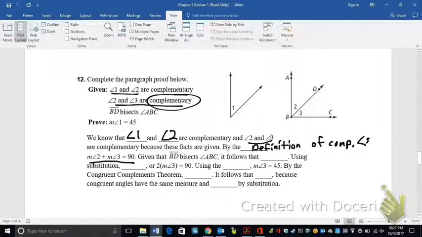So a lot of times when we're switching from congruence to equality, or from 1 and 2 are complementary to the measure of 1 plus the measure of 2 equals 90, those are just going to be our definitions.